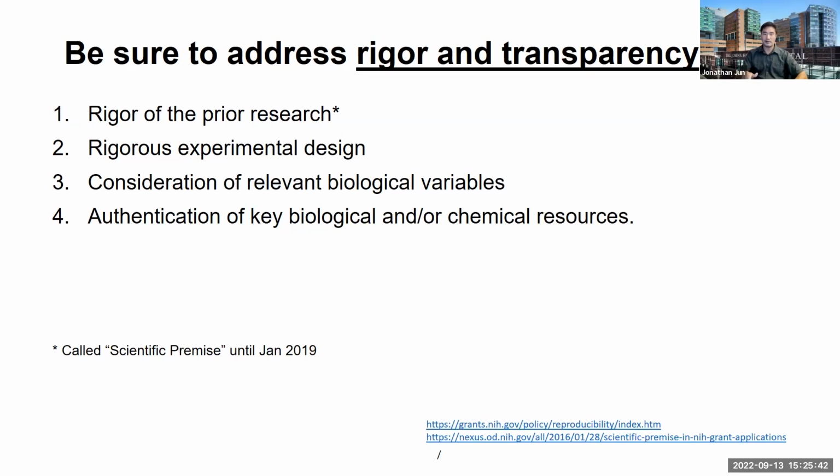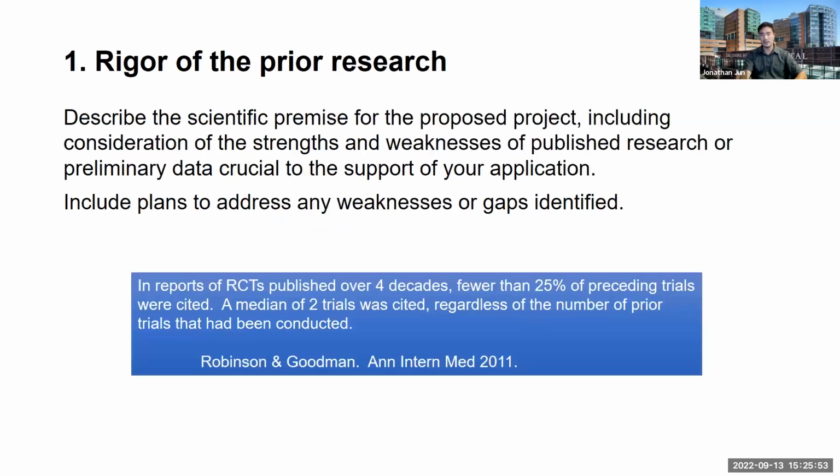Then there's the rigor part of the experimental design. Third is the consideration of relevant biological variables. And 4th is authentication of key biological or chemical resources. We'll talk about each of these briefly. Okay. So number 1, rigor of prior research.